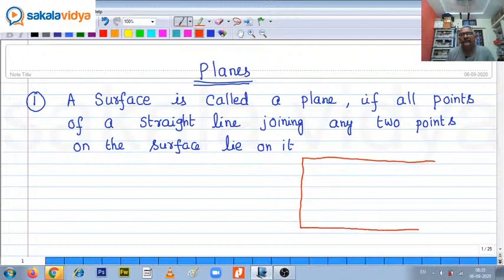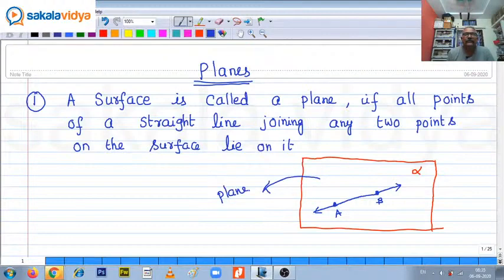For example, the plane, generally we take a rectangular shape. This is a plane, say alpha. You take a straight line joining two points, say point A and point B. That means all the points which lie on this line should lie in this surface. Then this surface is known as a plane. That means a plane is nothing but a surface. This is the test, to test whether the surface is a plane or not. This is called a plane.